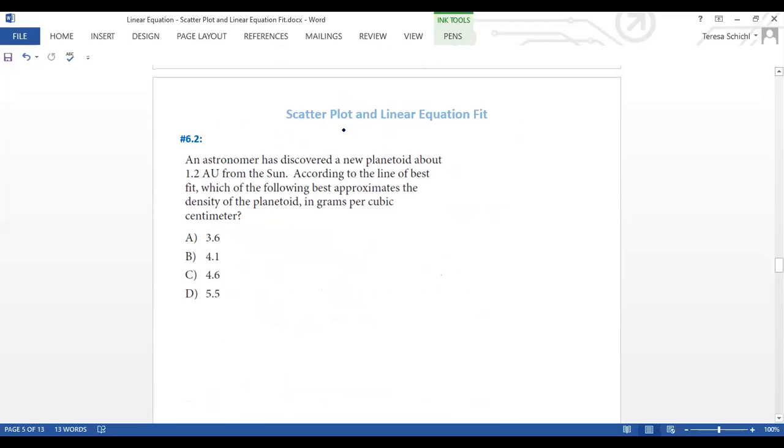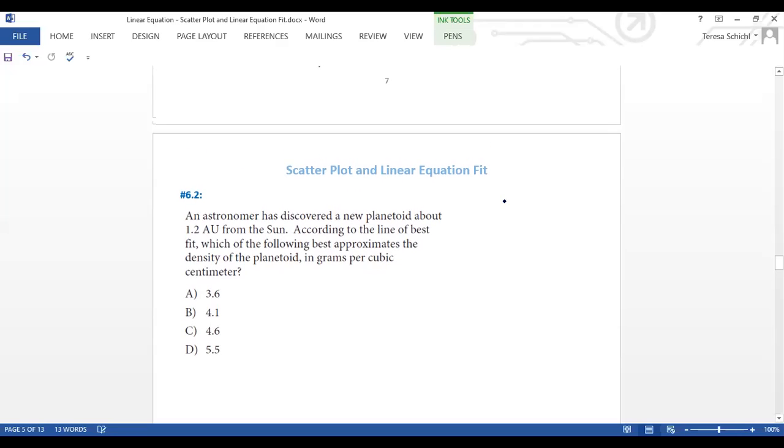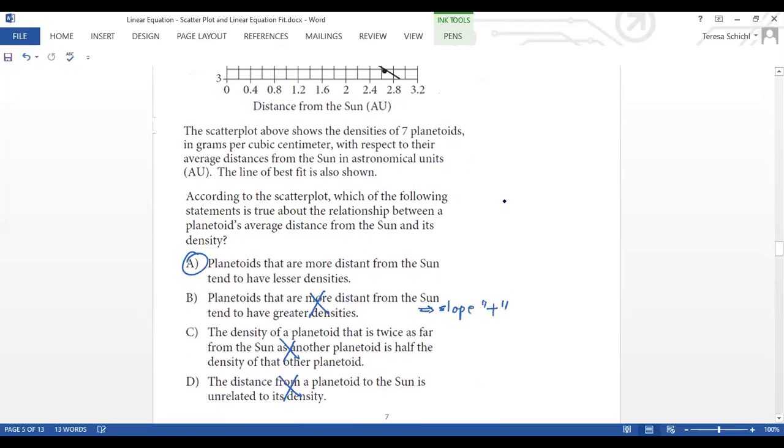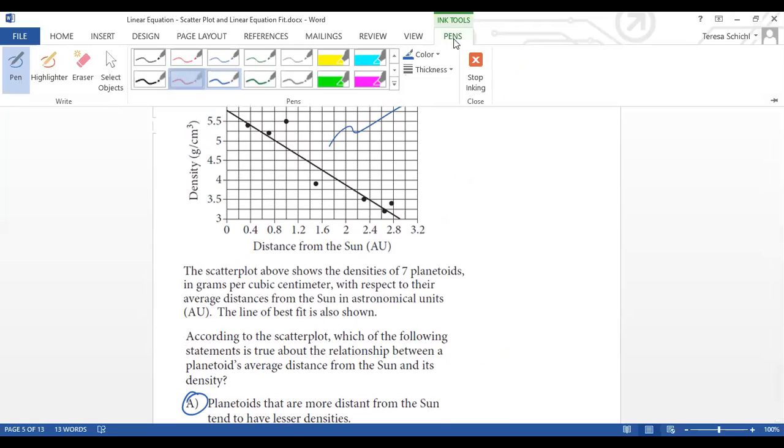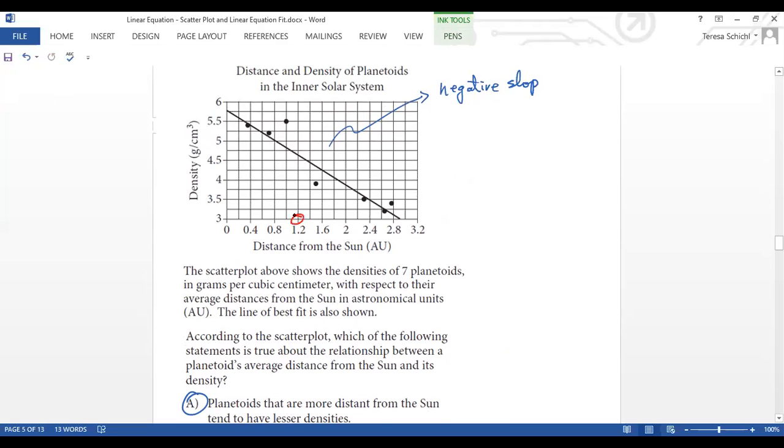Number 6.2, see here, the related problem. An astronomer has discovered a new planet about 1.2 AU from the sun. According to the line of best fit, which of the following is the best approximation for the density? That means we need to use this to estimate at 1.2, right? So where is 1.2? Here is 1.2.